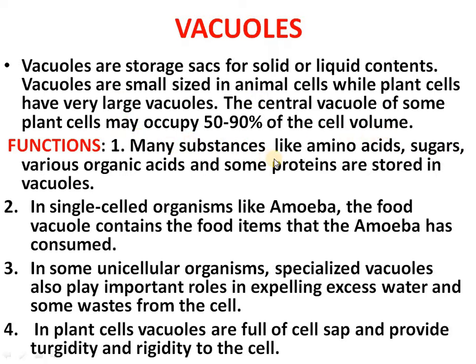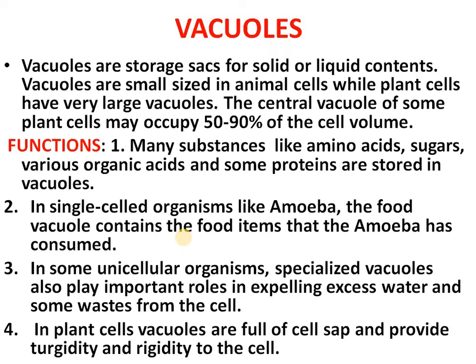Function. Many substances like amino acids, sugars and various organic acids and some proteins are stored in vacuoles. Means vacuole is obviously a storage bag, so it will store amino acids, sugars and various organic acids inside it. In single-celled organisms like amoeba, the food vacuole contains the food item that the amoeba has consumed. I have told you earlier in the 8th class, when the amoeba will ingest some food, a food vacuole will be created around that food material. So it is a kind of vacuole.